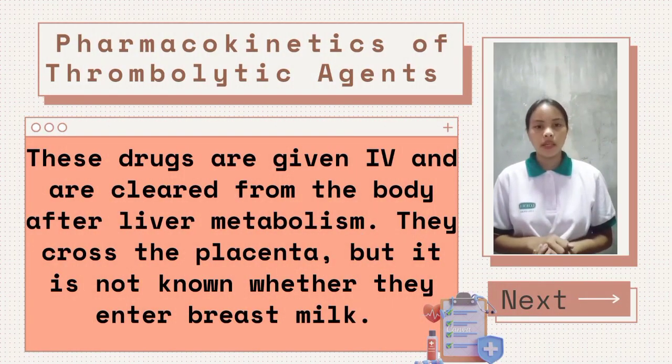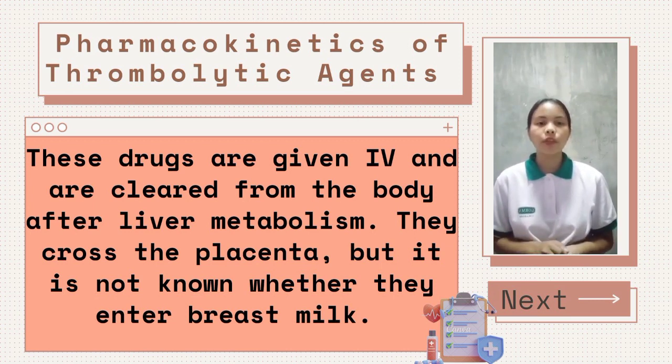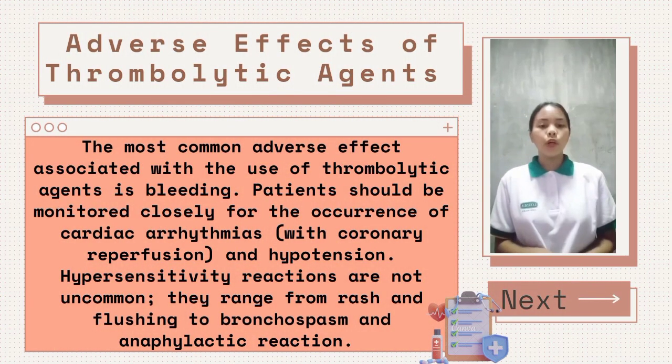Pharmacokinetics of thrombolytic agents. These drugs are given IV and are cleared from the body after liver metabolism. They cross the placenta, but it is not known whether they enter breast milk. The most common adverse effect associated with the use of thrombolytic agents is bleeding. Patients should be monitored closely for the occurrence of cardiac arrhythmias with coronary reperfusion and hypotension. Hypersensitivity reactions are not uncommon. They range from rash and flushing to bronchospasm and anaphylactic reaction.